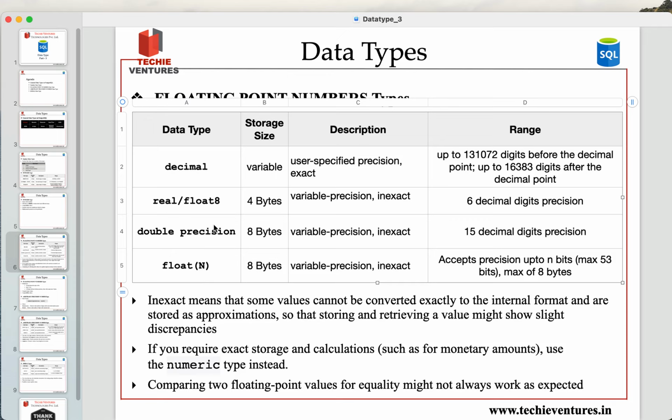Now, you might ask me, since these are inexact values, or you can say these are more approximated values which are being stored, but in case you really need to store the value as an exact value, then what should you do? For that, SQL has provided a solution: use the numeric type. We will talk about the numeric type in detail later. Now, another thing which you might come across, sometimes you might come across this problem, is comparing two floating point values for equality.